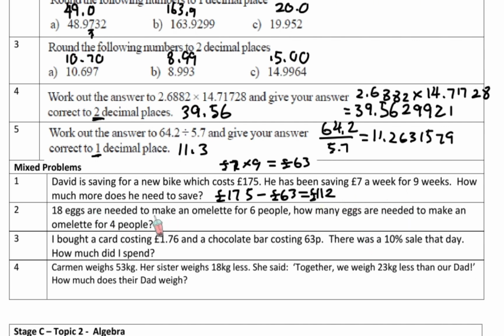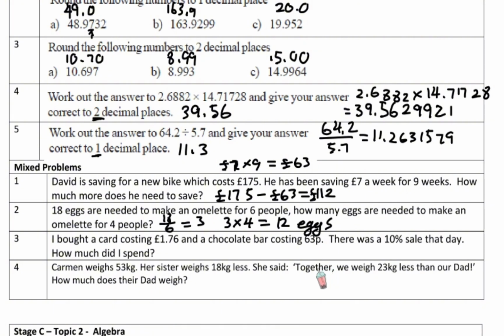18 eggs are needed to make an omelette for 6 people. How many eggs are needed to make an omelette for 4 people? So first we will take 18 divided by 6, which is 3. So one person needs 3 eggs to make an omelette. So we will take 3 times 4, which will equal to 12. So the answer would be 12 eggs.